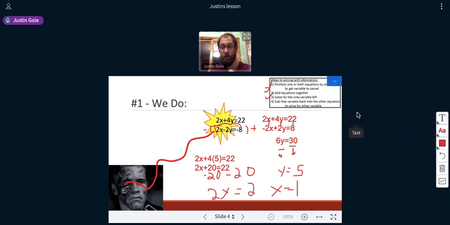So here, I know x is 1, y is 5. I'm going to write that as an ordered pair. And this, x is 1, y is 5, is the solution to this system, these two equations. x is 1, y is 5 makes both of these equations true. It's the only number that makes them both true.